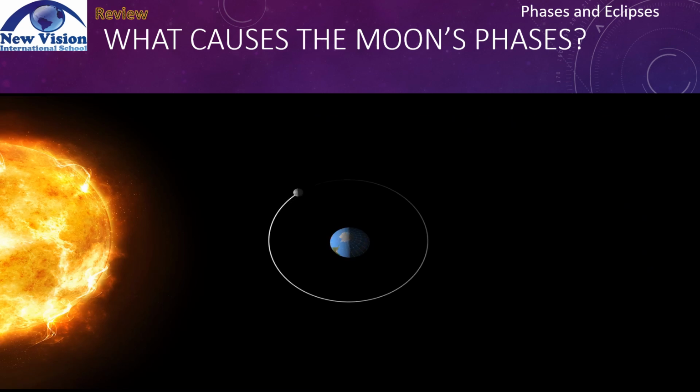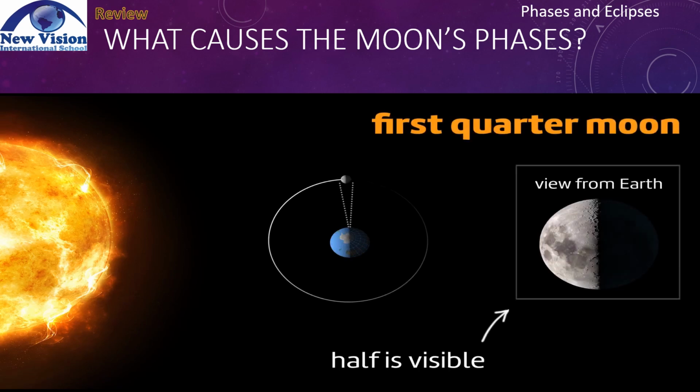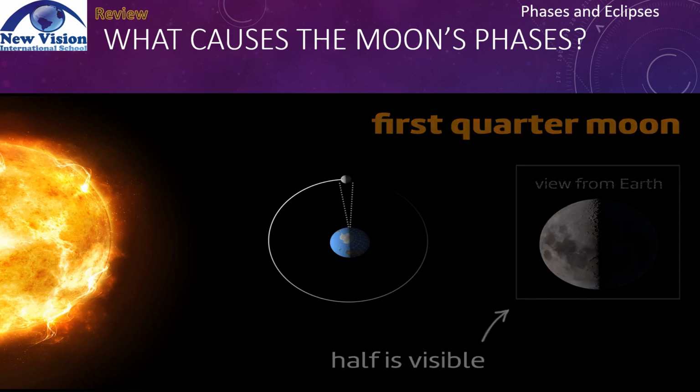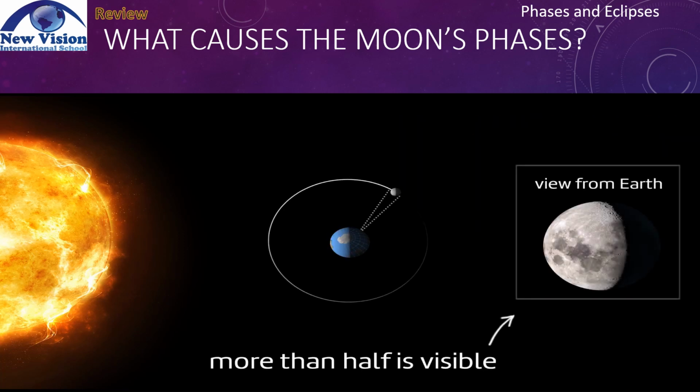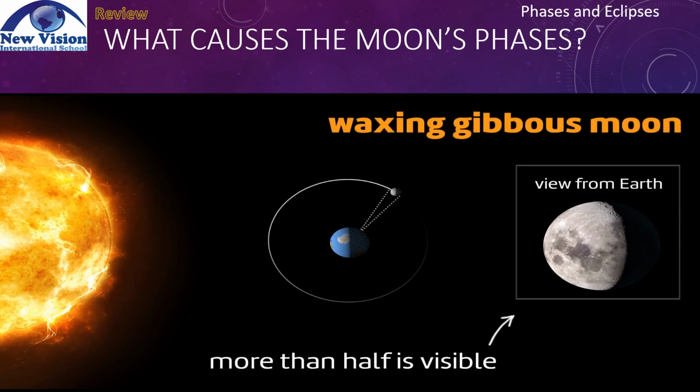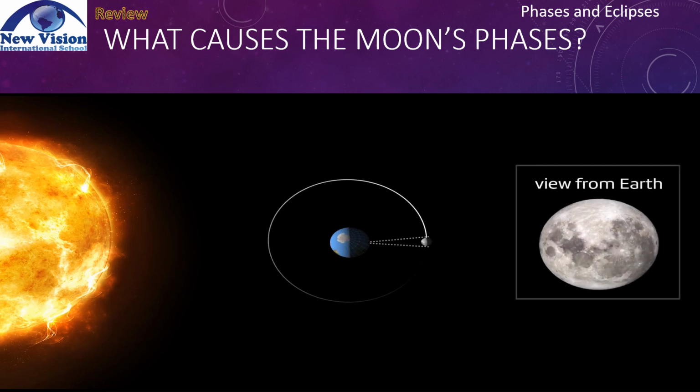When the moon reaches a quarter of the way around its orbit, we can see half of its bright side. We call this the first quarter moon. As the moon continues, we see more than half of its bright side. We call this a waxing gibbous moon. When the moon reaches the halfway point on its orbit around the Earth, we can see the whole lit up side. This is a full moon.